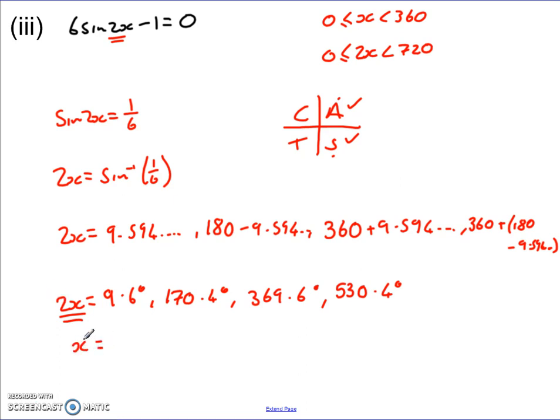So if I take those and I half them all, I get my set of answers: 4.8 degrees. Second solution goes down to 85.2 degrees. Third solution goes to 184.8 degrees. And the final solution goes down to 265.2 degrees. Each of them gets scaled back down to within my original period for the function, so between 0 and 360. So they're all now within my limits.